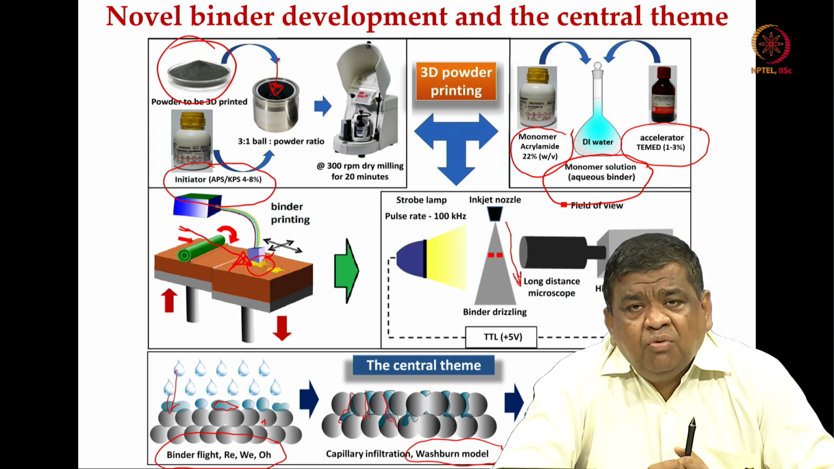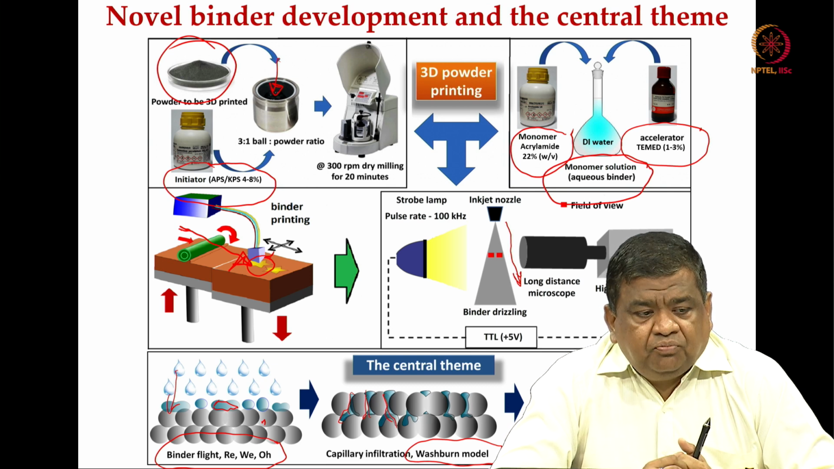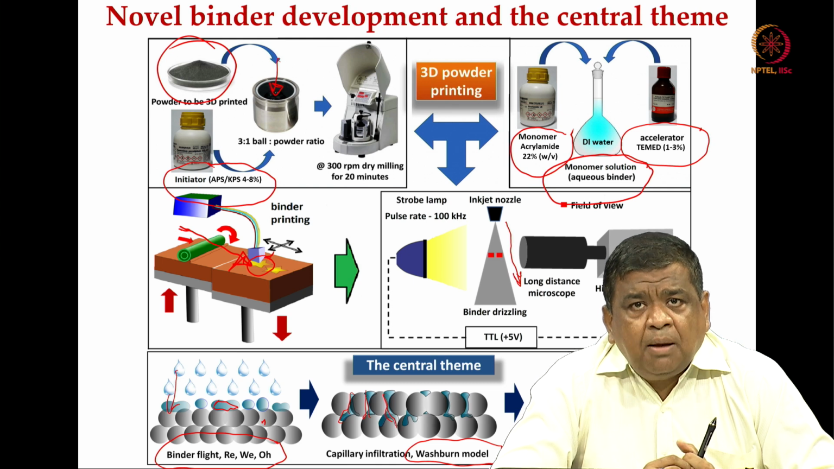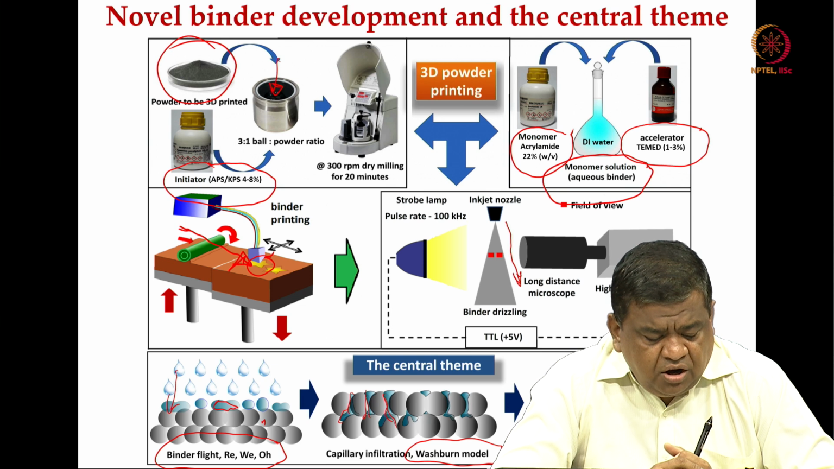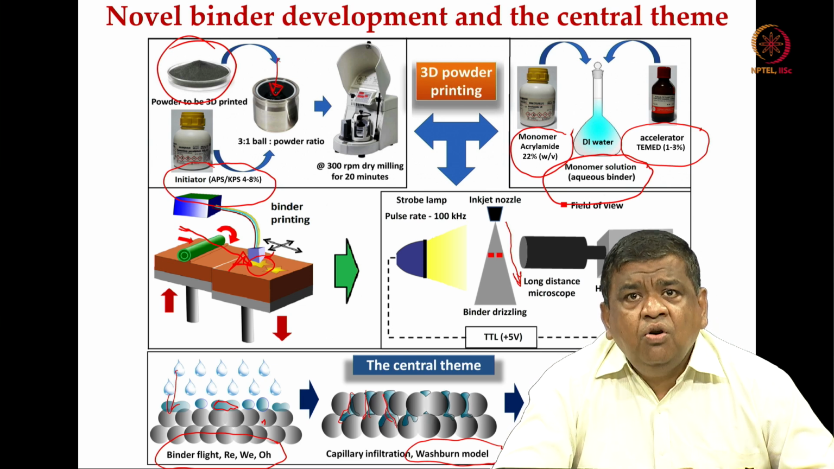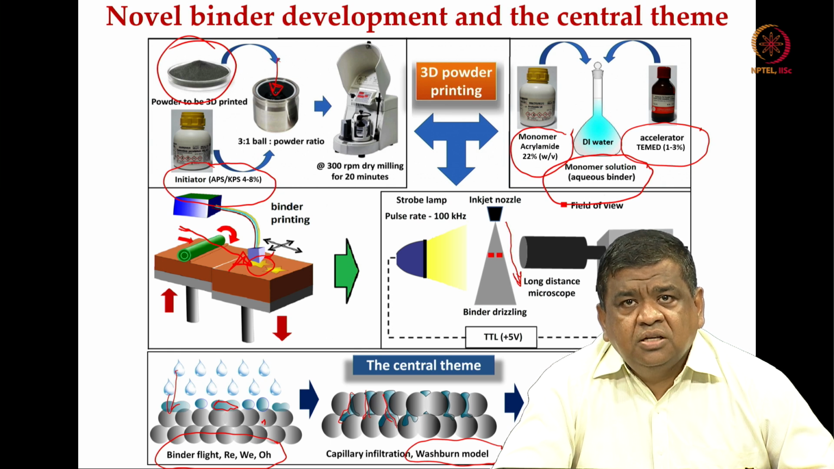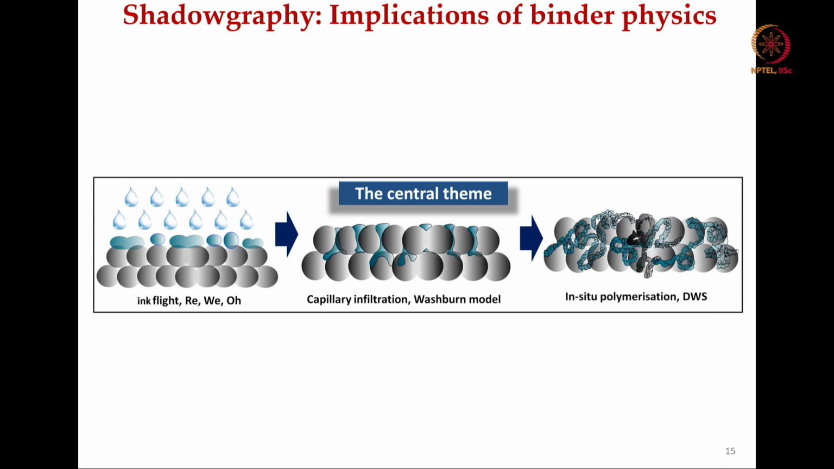As we have mentioned in one of the earlier lectures, there are certain dimensionless numbers from fluid dynamics which are useful, and these include the Reynolds number, Weber number or Ohnesorge number. We were able to determine those dimensionless numbers based on the binder droplet diameter. The shadowgraphy technique was used, and that was very helpful to quantitatively analyze the physics of the binder material interactions.